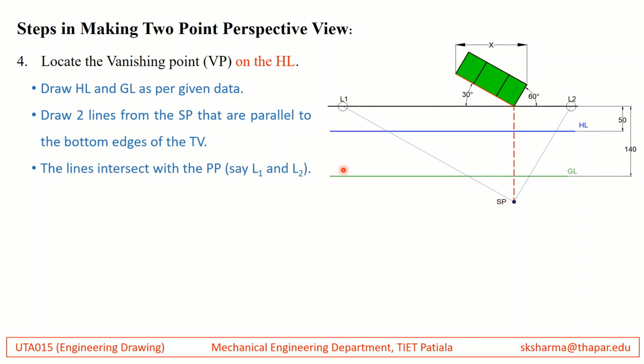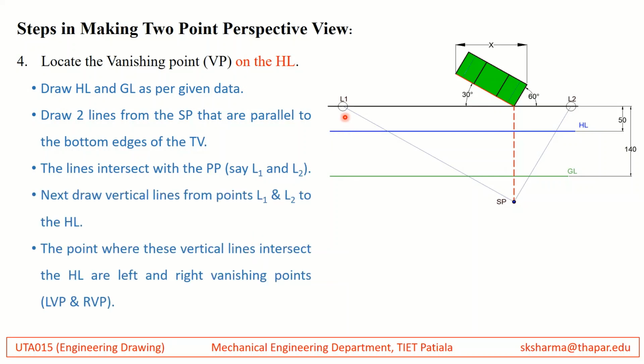These lines meet the picture plane line here at this location. This is say L1, this point, and this point is say L2. Then from these two locations, that is L1 and L2, we just drop two vertical lines onto the horizon line. So these two points here, they are the left vanishing point and the right vanishing point, since the vanishing points always lie on the horizon line.